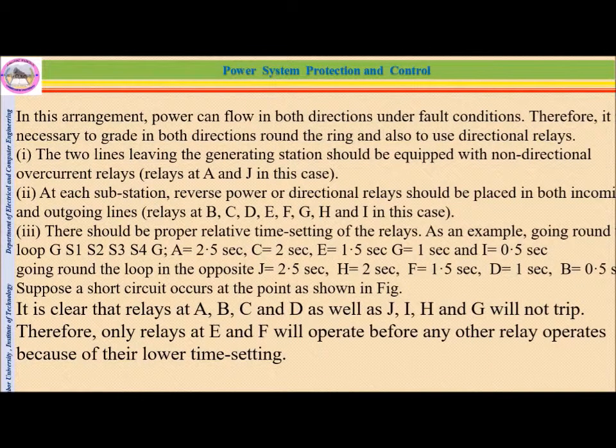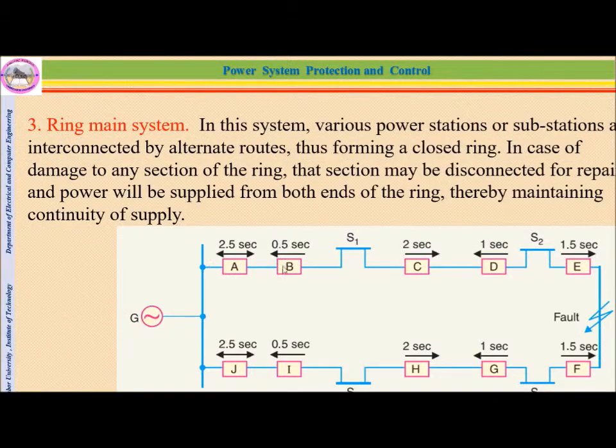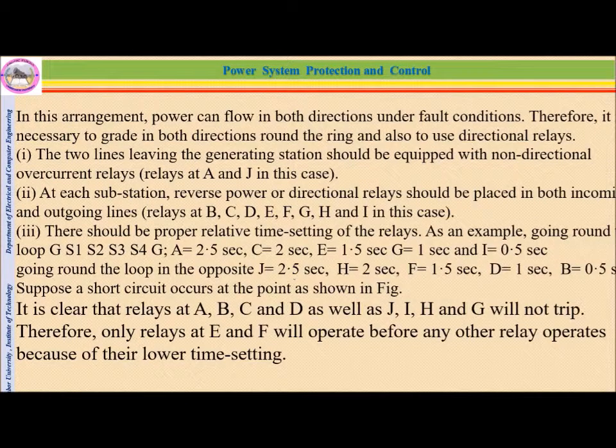There should be proper relative time setting of the relay. As an example, going around the loop, substation 1, substation A is equal to 2.5, C to E 1.5. You can set A to 0 at 2.5, 2 at 1.5, 1 at 0.5. When we reverse in this direction, J, H, J 2.5, H2 F 1.5, D1 D 0.5. So in such a manner.